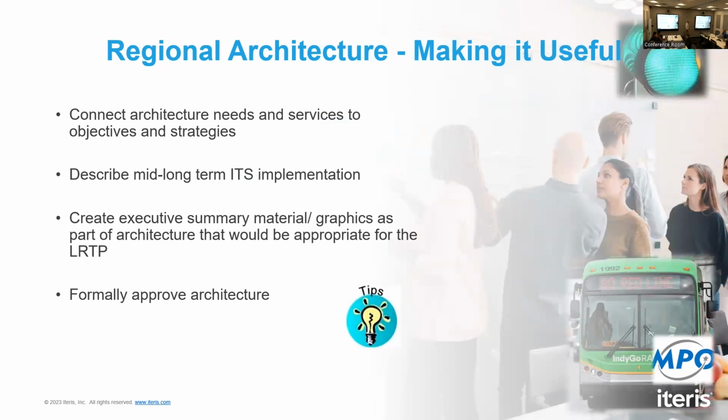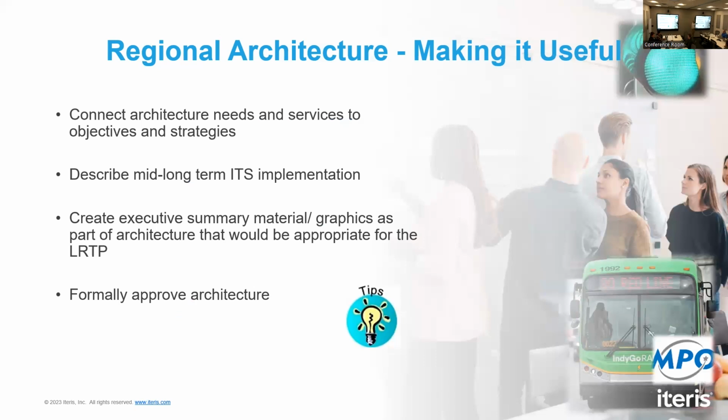So how do we make it useful? Well, tying those objectives and strategies together, like we just talked about a second ago. That's a start. Making sure that there's a reason for this project. It's there for this particular objective. Describing the mid or long-term ITS implementation, so we're not just looking at the short term. We want to be looking farther down the road, making sure that we're looking 10 years out. What do we think is coming up that we're going to need from an ITS perspective?